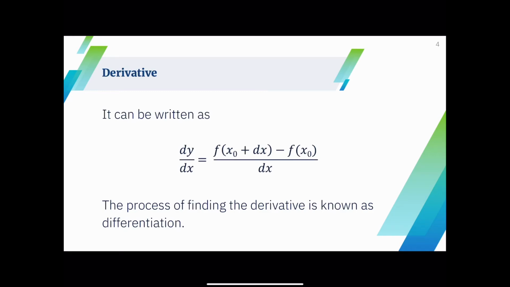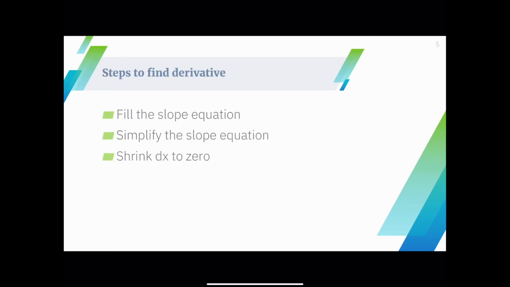The process of finding the derivative is known as differentiation. To find the derivative, first we fill in the slope equation, then we simplify the slope equation and shrink the dx to 0. Let's consider an example of this. Consider an example of f(x) is equal to x square. So f(x plus dx) as per our slope equation is denoted by (x plus dx) square, just putting x plus dx in the equation instead of x.